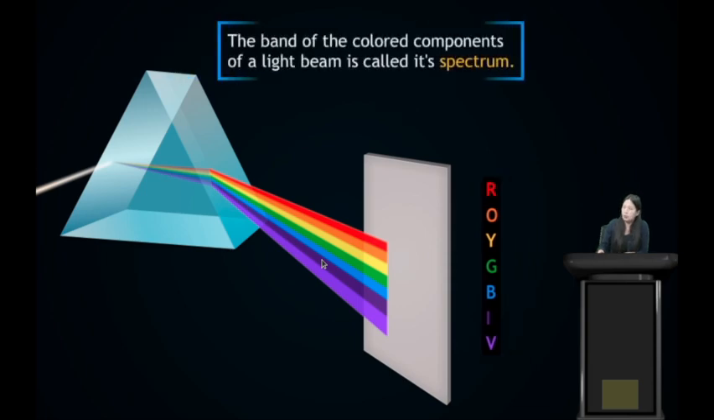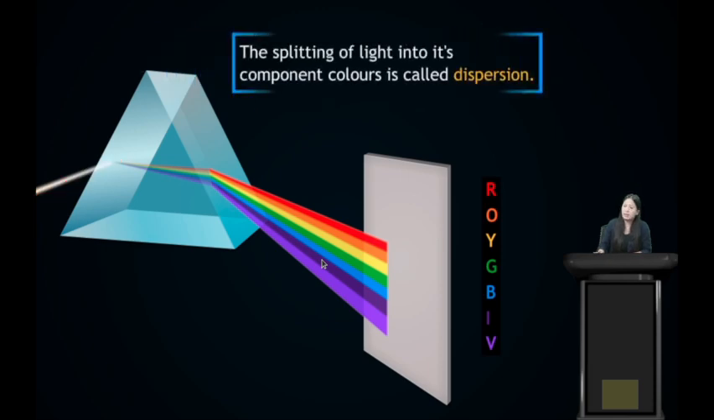So the band of the colored components of a light beam is called its spectrum. Here we see there is only one color, that is white light, and this white light is split into different colors. This band of colored components of a light beam is called its spectrum. And the splitting of light into its component colors is called dispersion. In this case we see that white light is split into violet, indigo, blue, green, yellow, orange, and red colors. So this splitting of light into its component colors is called dispersion. Is that clear to you, students?